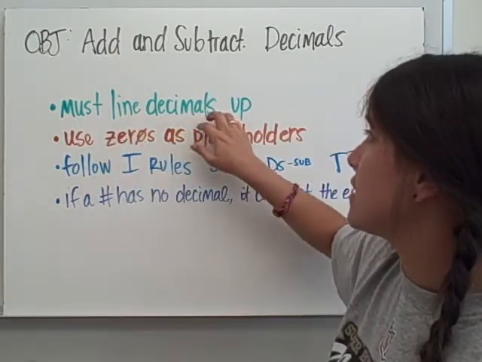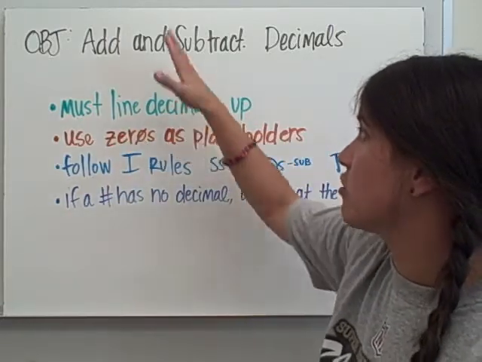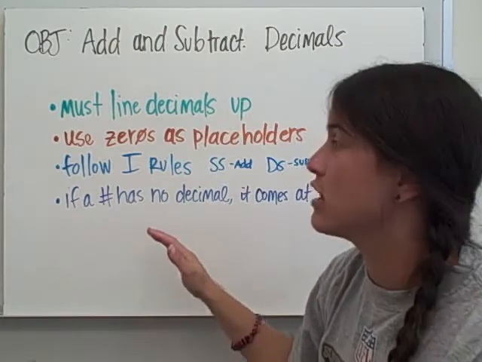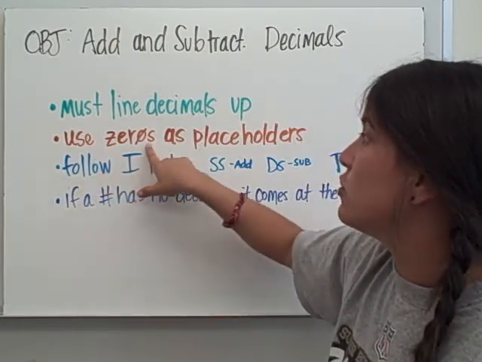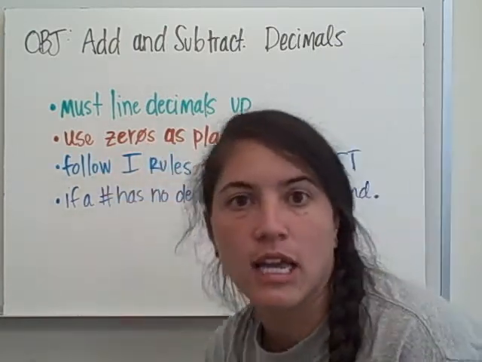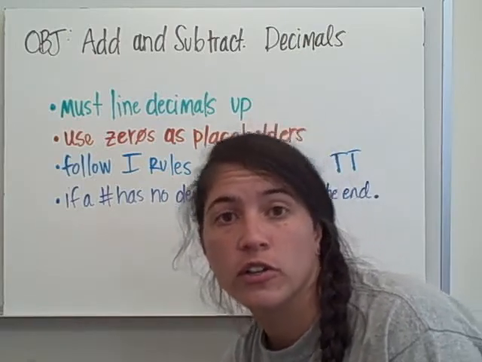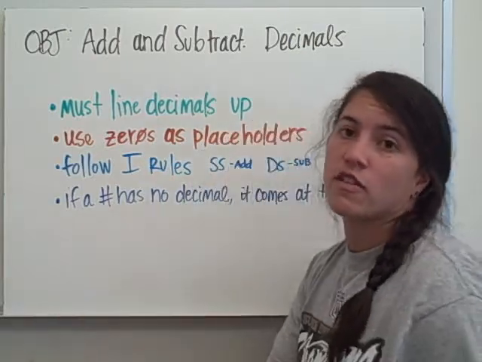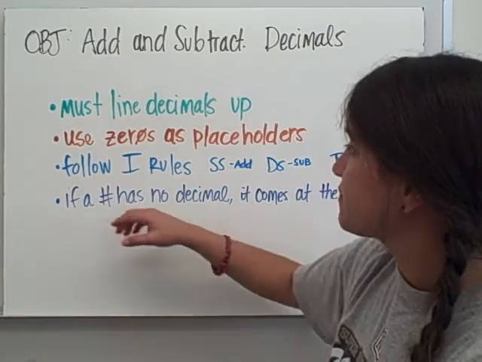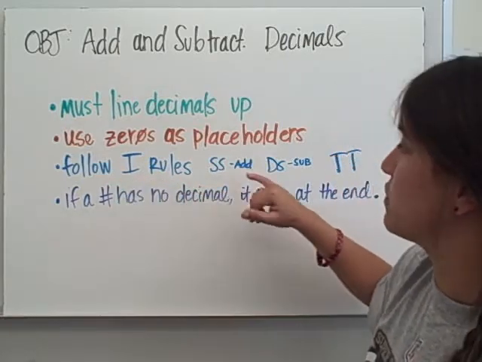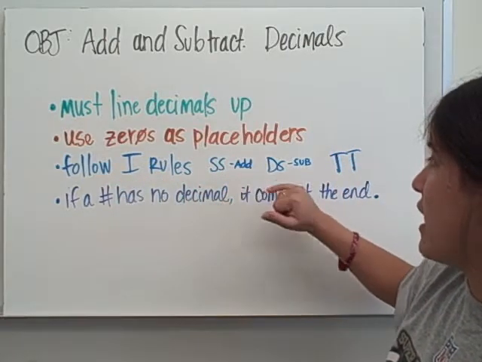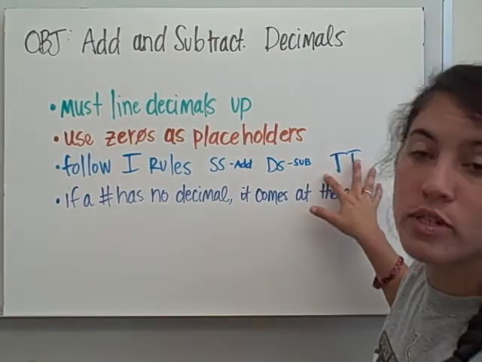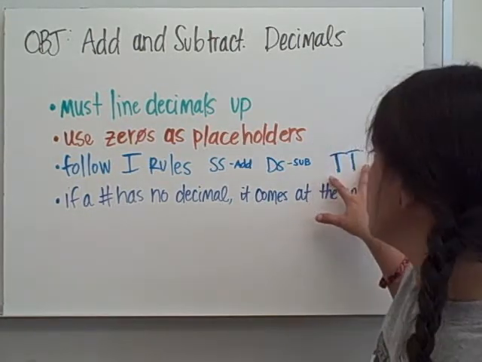You must line the decimals up when you're adding and subtracting. So you always have to make sure your decimal is right underneath the other. And you will use zeros as placeholders. Let's say a decimal is longer on one number than the other, then you can use zeros as placeholders. You have to follow your integer rules, which means same signs you add, different signs you subtract, or you touch twice if it's a subtraction problem.